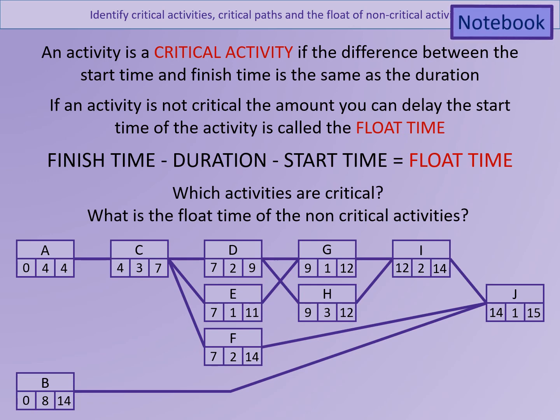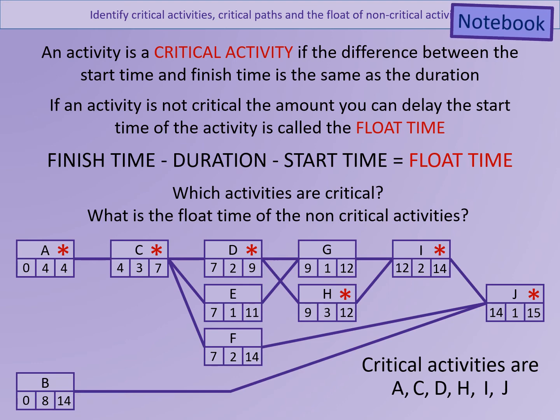So we're going to look at which of these activities are critical and what the float time is on the non-critical activities. So the critical activities we can see are A, because it's got a start time of 0, a finish time of 4, and the duration is also 4. C also has no float time, so that is a critical activity. D is critical, H is critical, I is critical, and J.